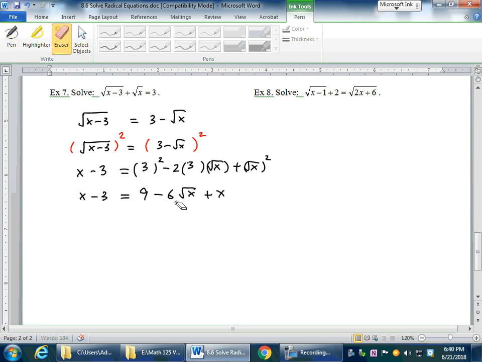Now, let's isolate the radical term by itself. First, I'm going to subtract x from both sides. That gives me negative 3 is equal to 9 minus 6 square root of x, because both of the x's are gone. Then I'm going to subtract 9 from both sides, which is negative 12 is equal to negative 6 square root of x.